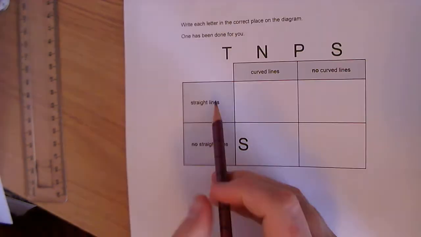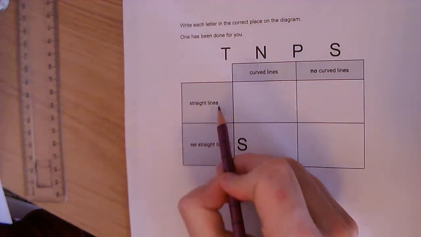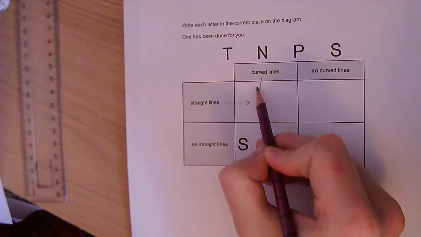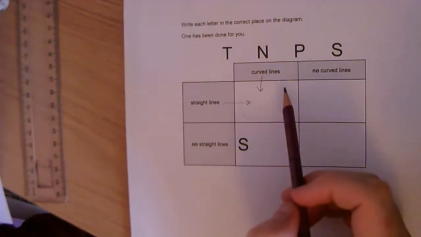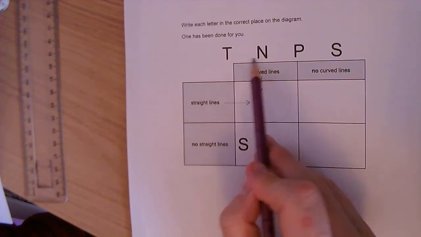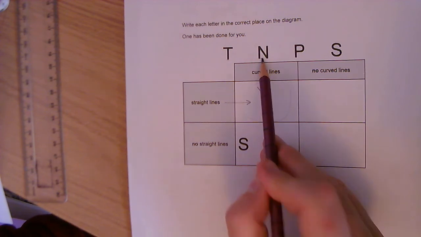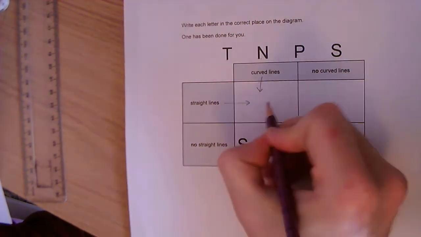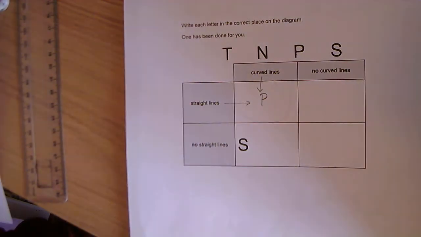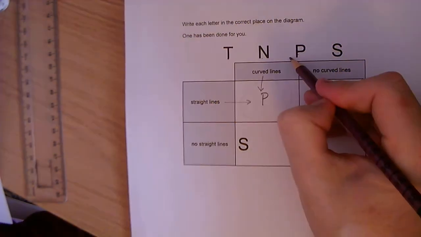So we need a letter here to go in this box that has straight lines and has curved lines. So we go along: straight lines, no curved lines; straight lines, no curved lines; straight line and a curved line. So my P goes there. Okay, so we can cross that one off.